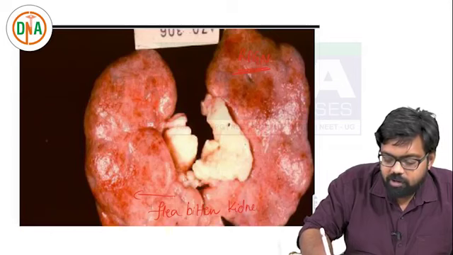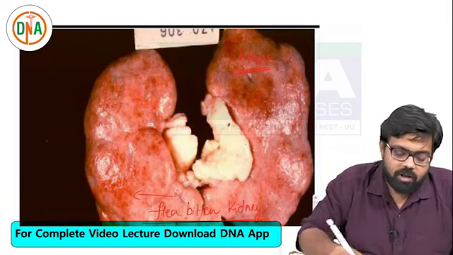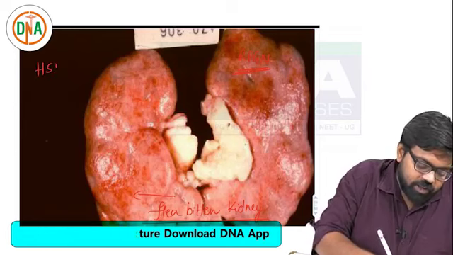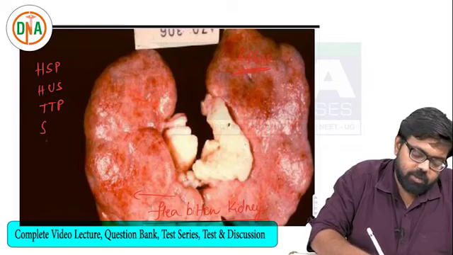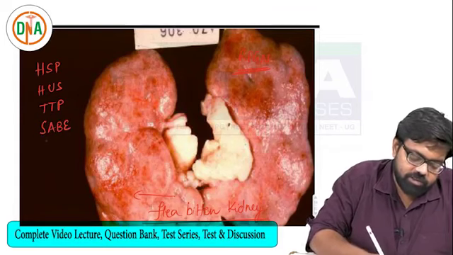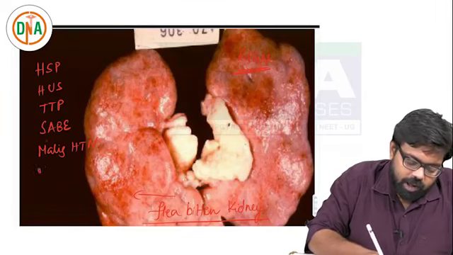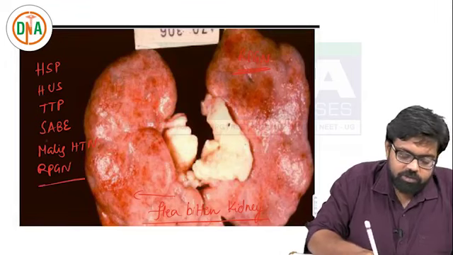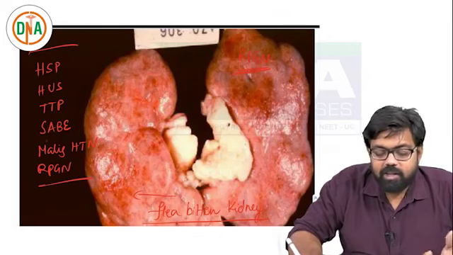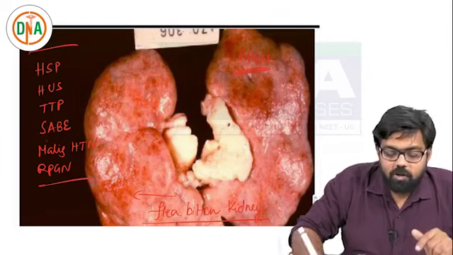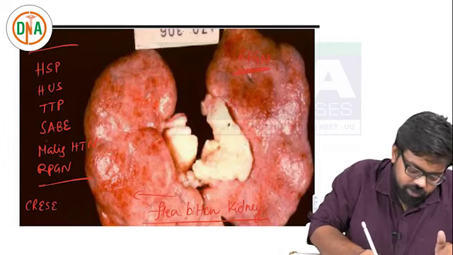A flea-bitten kidney is not specific to RPGN. As we have already discussed, it is seen in HSP, HUS, TTP, subacute bacterial endocarditis, malignant hypertension, and RPGN. So these are all the conditions where you come across a flea-bitten kidney. The details we already discussed in the earlier classes. RPGN is also called crescentic glomerulonephritis.